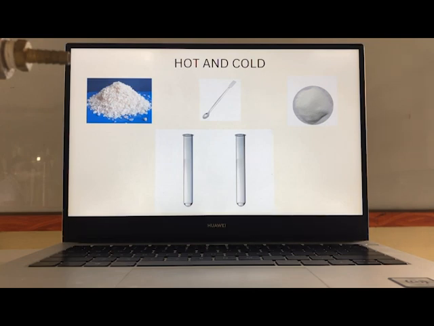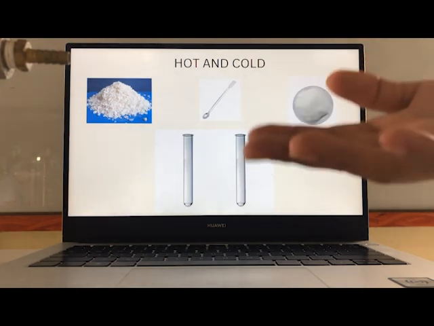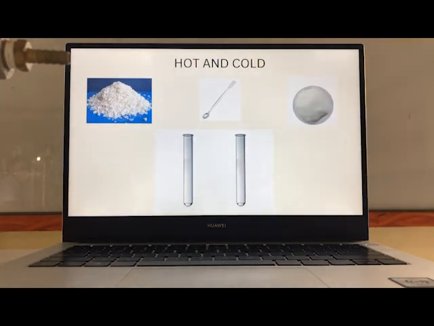Fourth is observe. So, why did the type A test tube that contains ammonium chloride become cold? Then the type B test tube that contains calcium chloride became hot. So, this is my answer. In the type A test tube containing ammonium chloride, the heat of solution of ammonium chloride is positive. Therefore, it absorbs heat from the solution and the solution becomes cold.